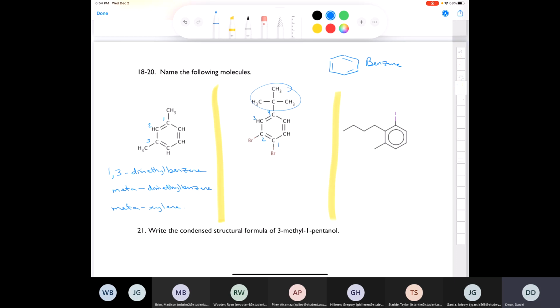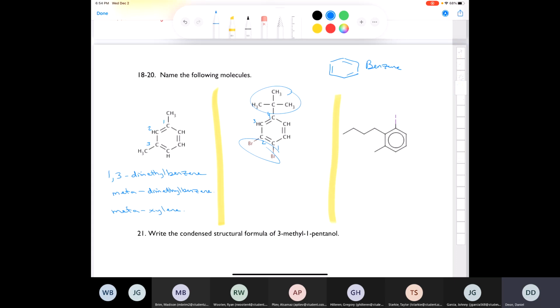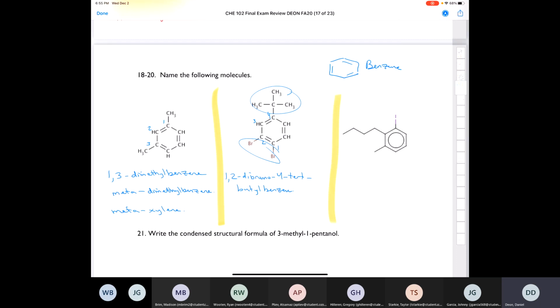So we've got a tert-butyl here. We've got 2 bromines here. So we have 1,2-dibromo and a 4-tert-butyl. Well, remember, we ignore all prefixes, di, tri, so on and so forth, tert. So the bromo is going to come before butyl. Br comes before Bu. So this would be 1,2-dibromo-4-tert-butylbenzene. And the last one is tri-substituted.